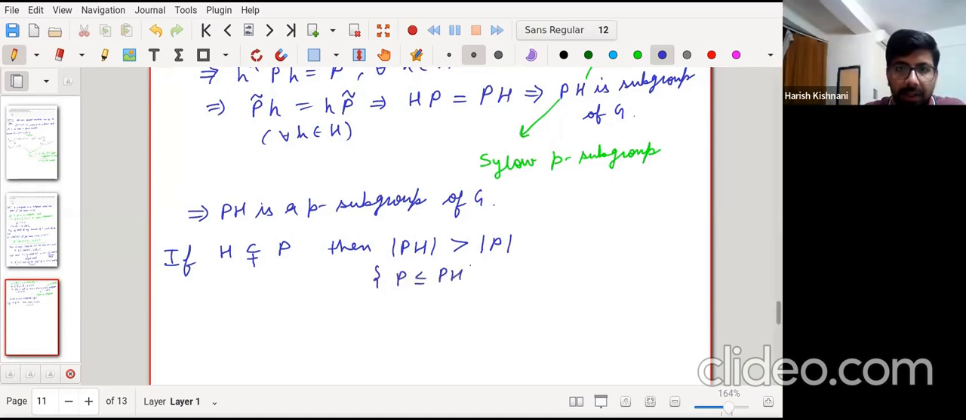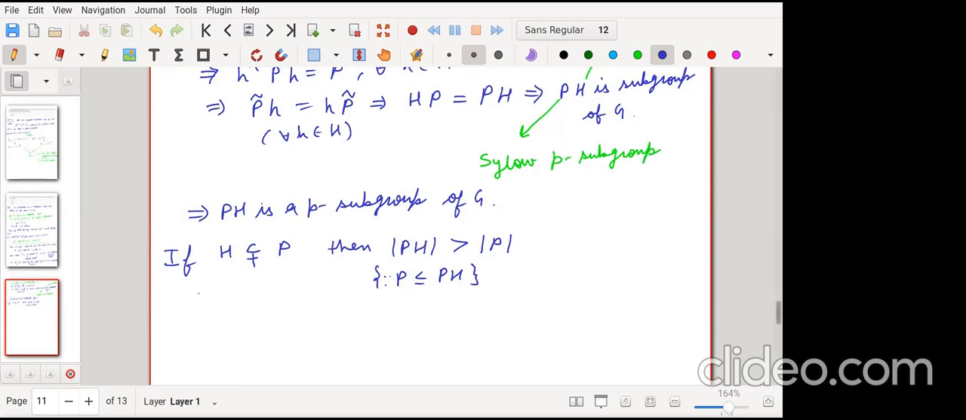Now, if H is not inside this P, then you have some different elements, and those extra elements will force the order of pH to be strictly greater than the order of P. Is it clear to everyone, or does someone have any doubt? See, P is always a subgroup of pH, right? And if H is not inside P, then pH must contain something extra beyond P.